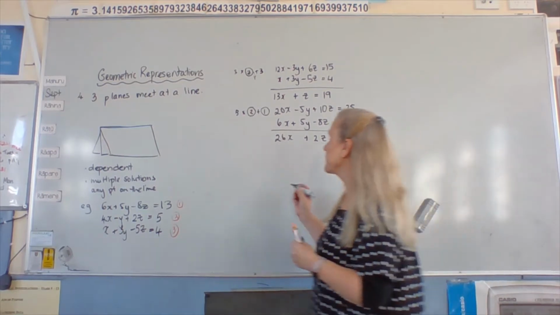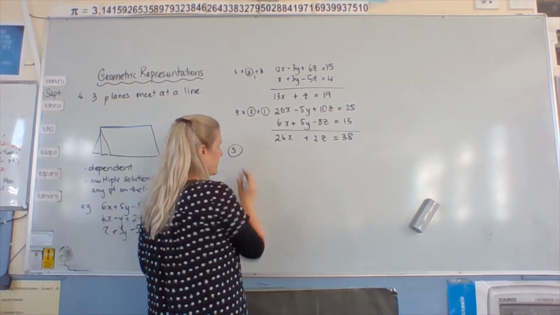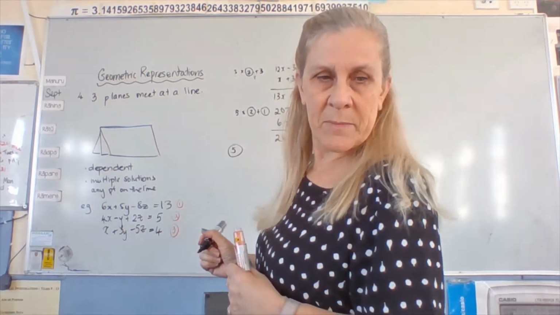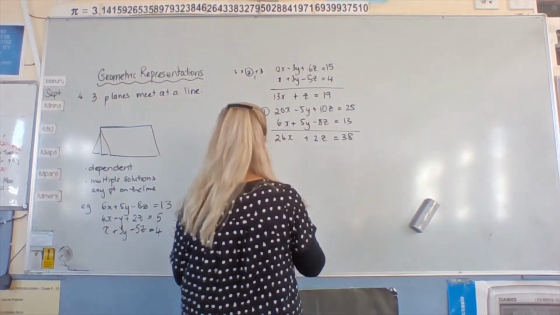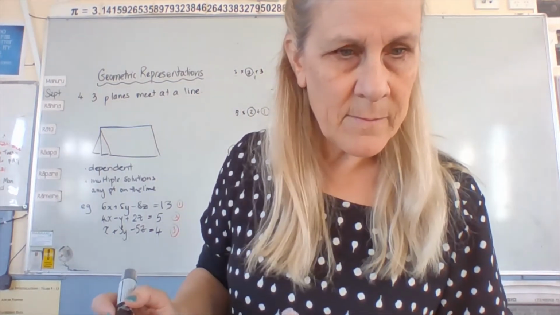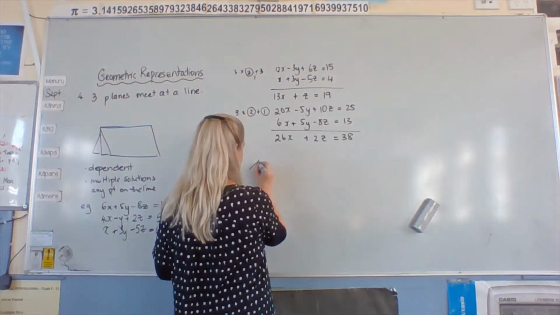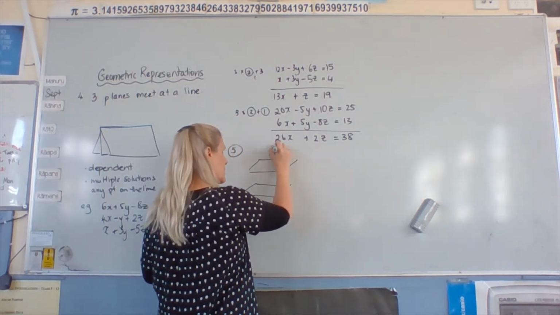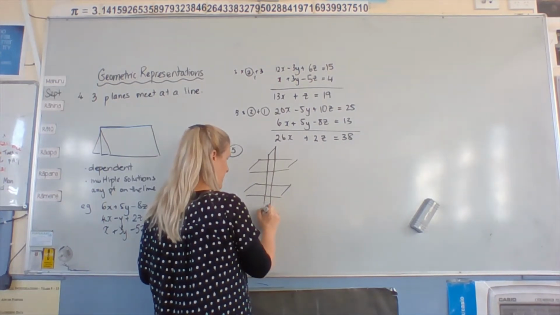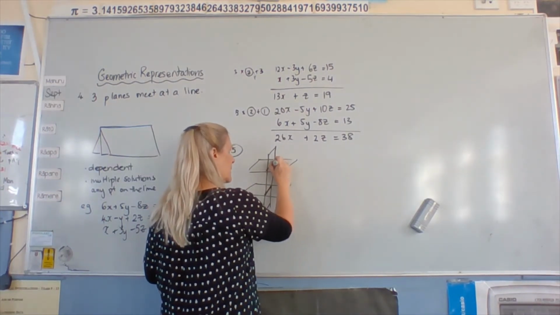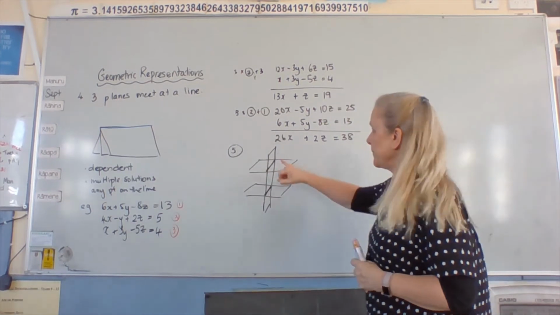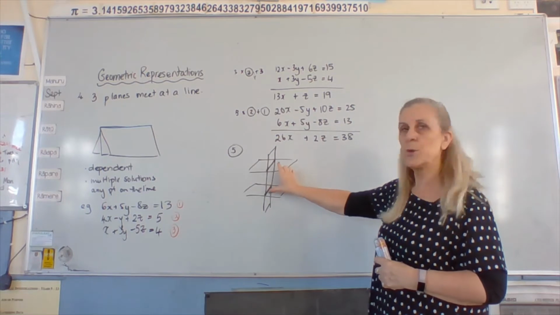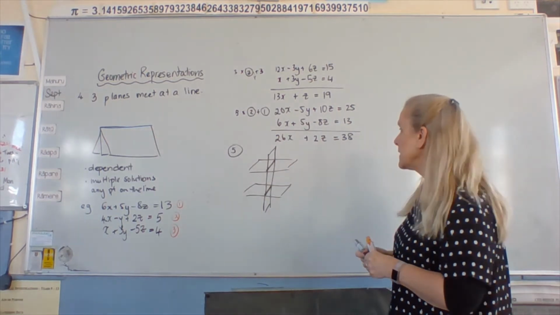Okay, next one. 2 planes meet at a line parallel to... So we get this picture, 2 parallel planes, and one that goes through them. So we get these 2 lines here, and unlike this one, which is the same, in this one, these 2 are going to be parallel.